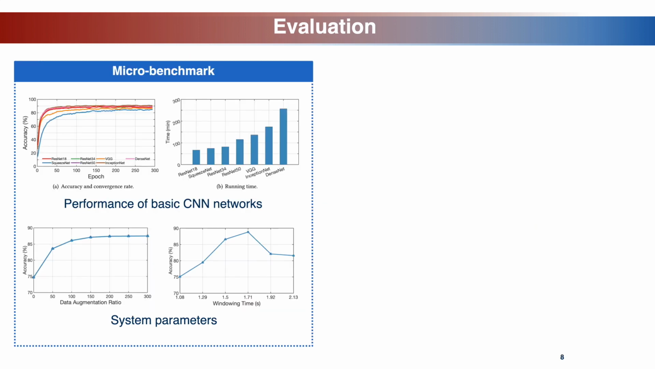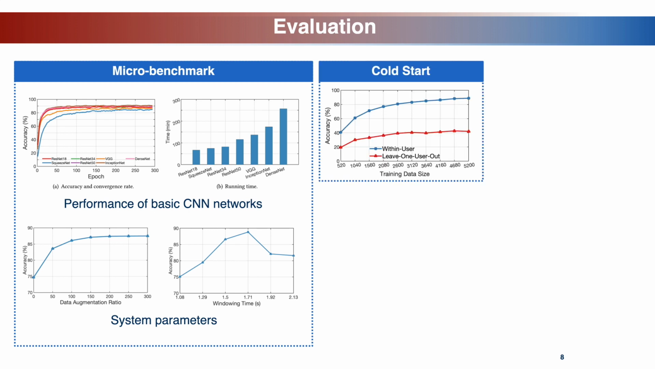To provide micro-benchmark, we first evaluate the performance of different CNN architectures, in terms of the accuracy and training time. We choose ResNet 18 as our base network. We then tune the system parameters such as data augmentation ratio and windowing time of segmentation, to achieve the best performance. In the cold start, we evaluated the within-user accuracy and leave-one-user-out performance.